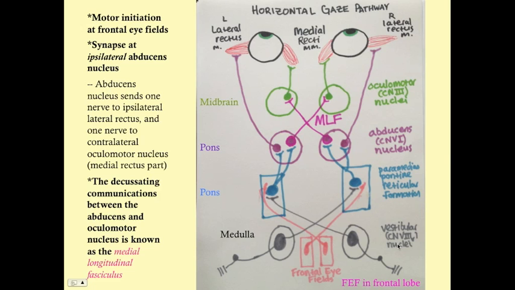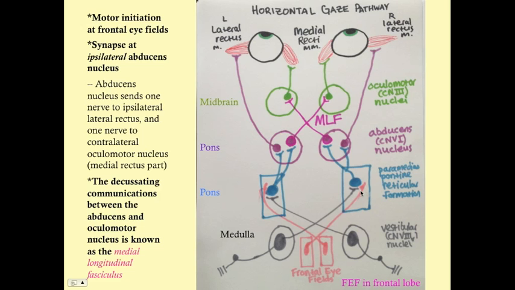So the frontal eye fields feed the PPRF, and the PPRF feeds the abducens nucleus, among other nuclei in the brain. So if, let's say, you want to move your eyes to the right, the first thing that is going to happen is that your left frontal eye fields are going to tell your right paramedian pontine reticular formation that we want to start moving our eyes to the right. Of course, it's got to start from the left because it's contralateral control. It goes down to the PPRF and activates that.